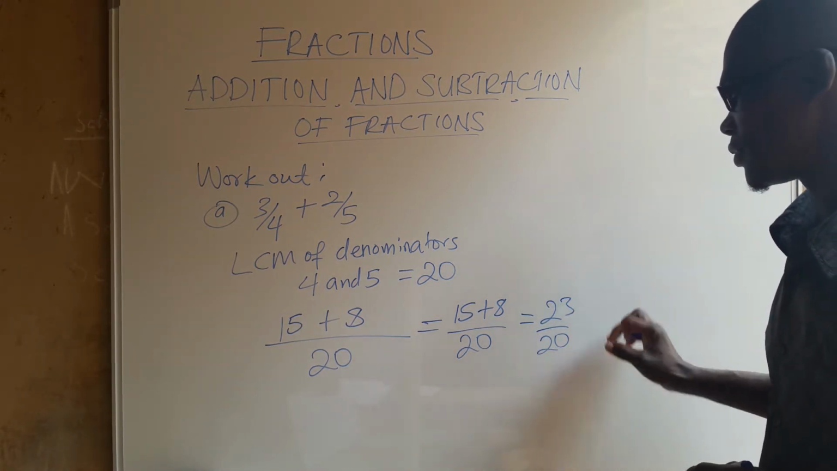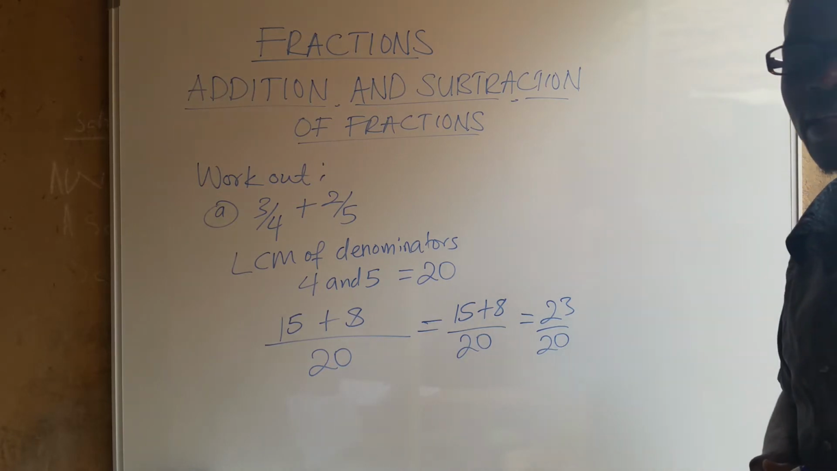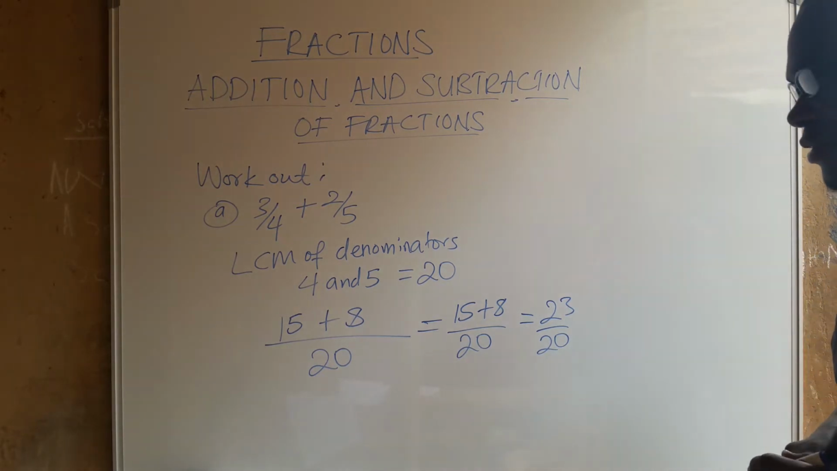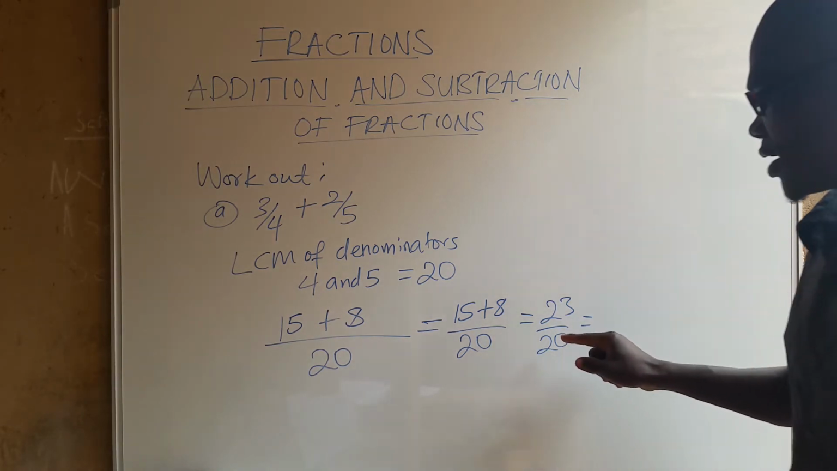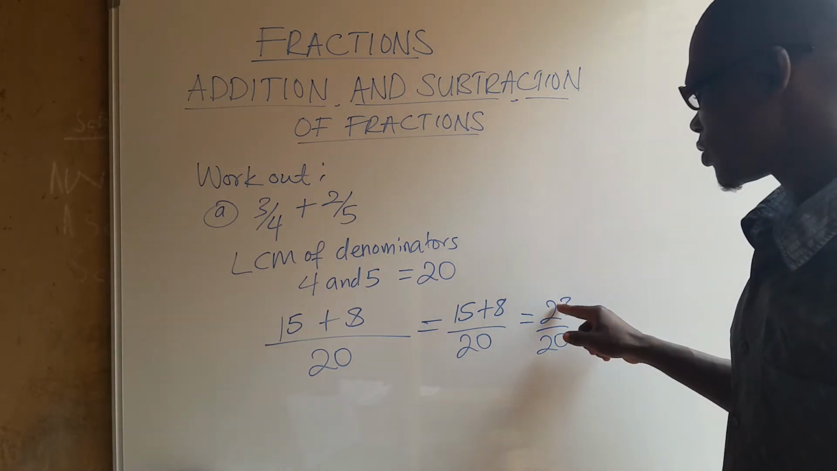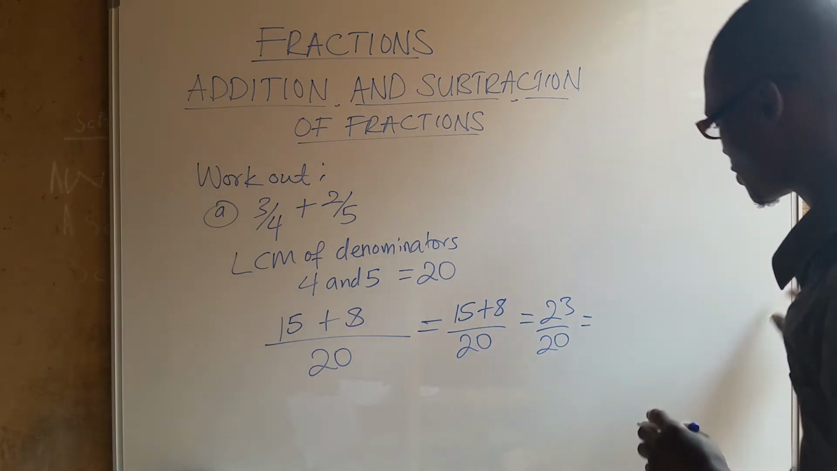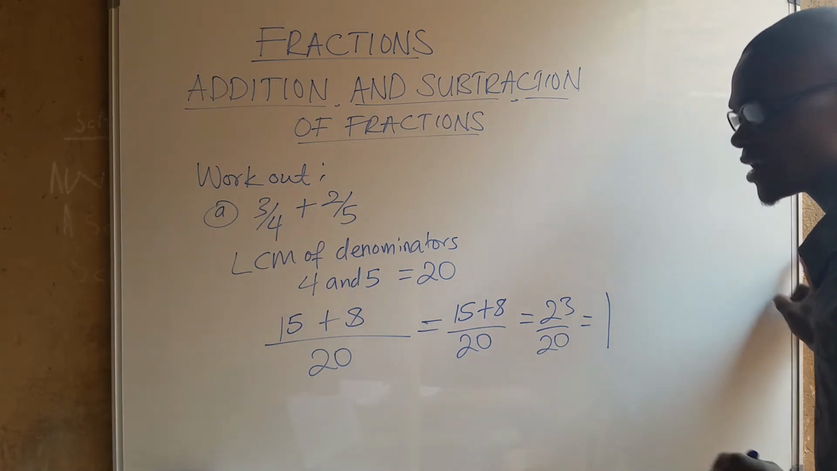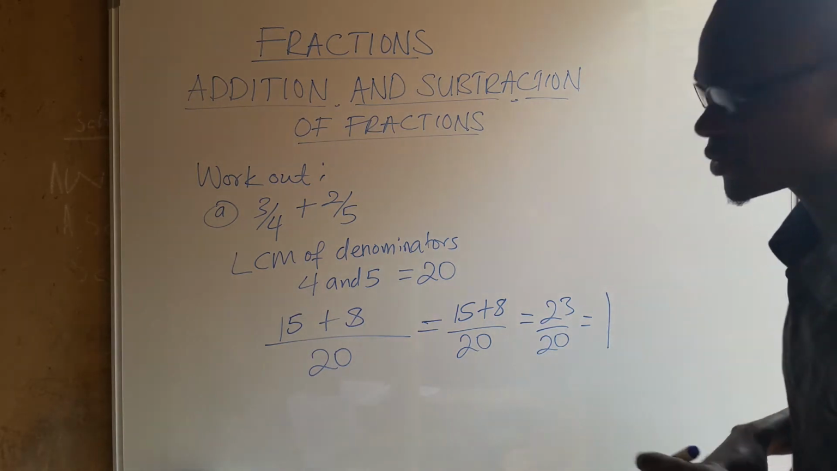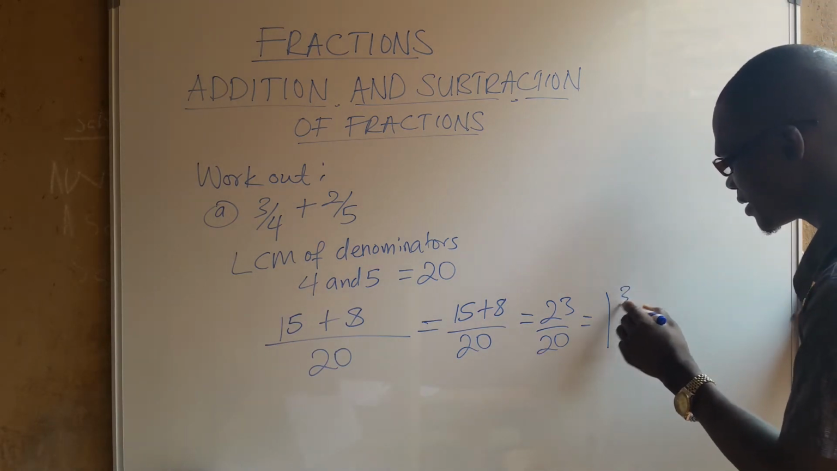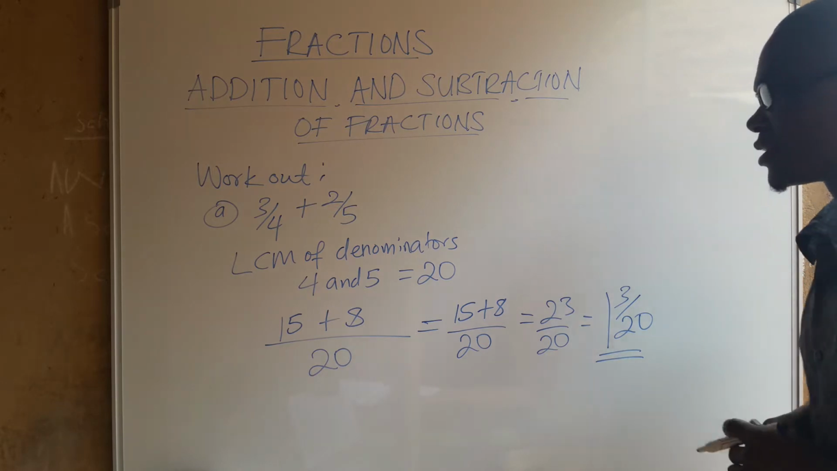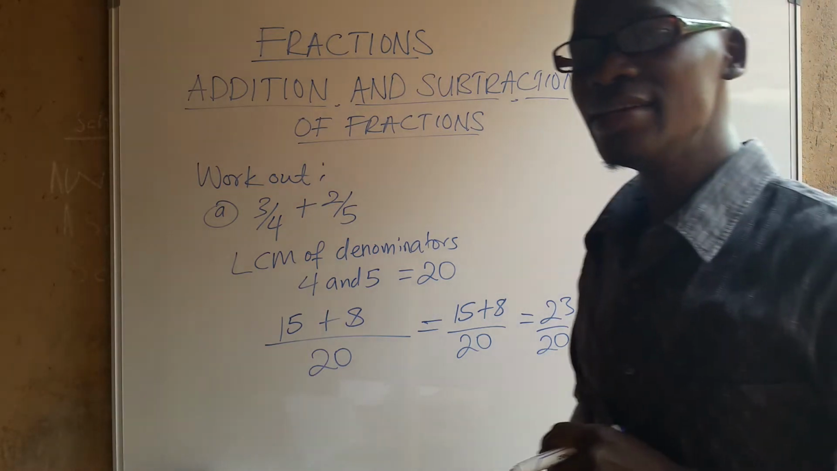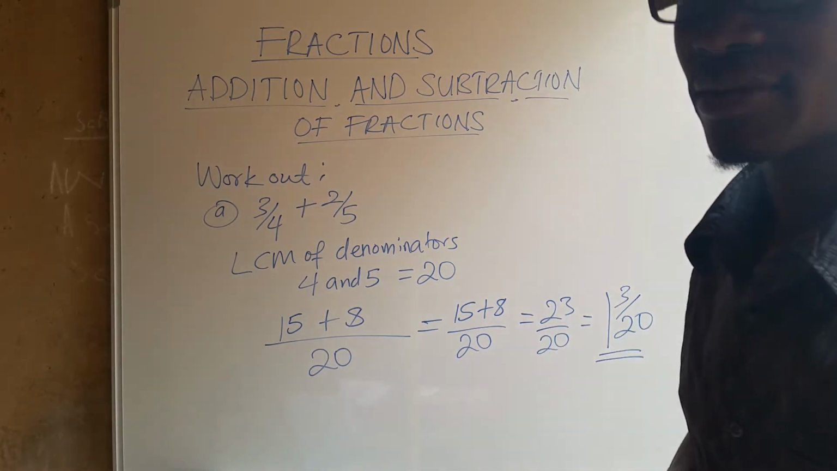Therefore, we can express it as a mixed fraction. So that is 20 goes through 23 once. So it will be 1 and the balance is 3. So you get one whole number 3 over 20. That is one method when we use the LCM.